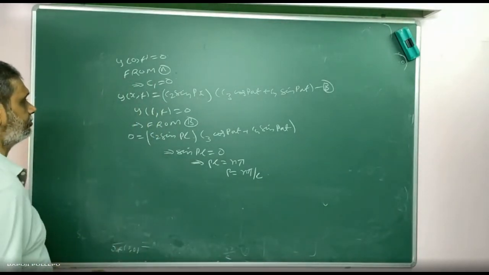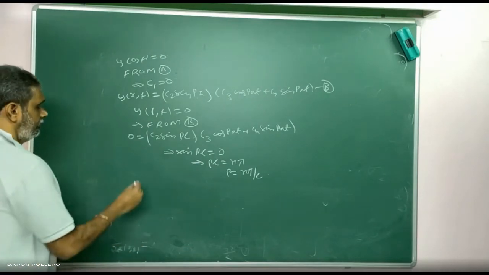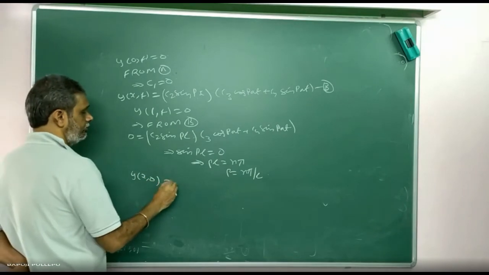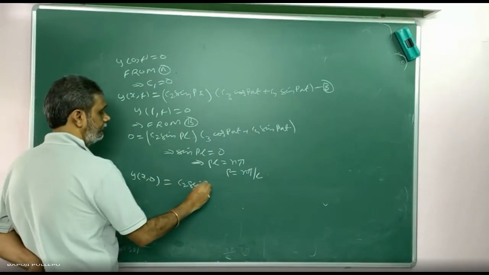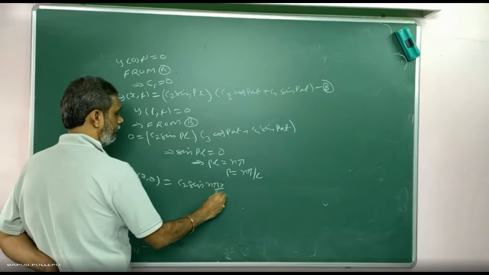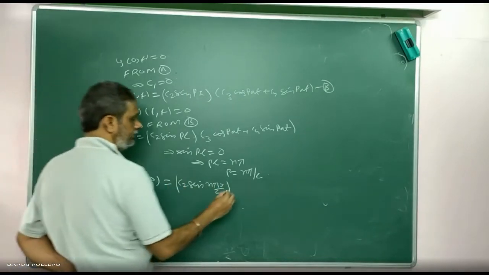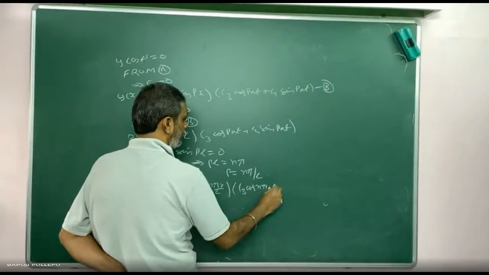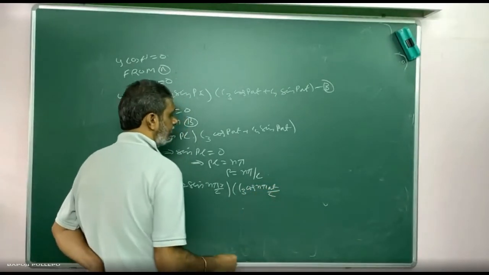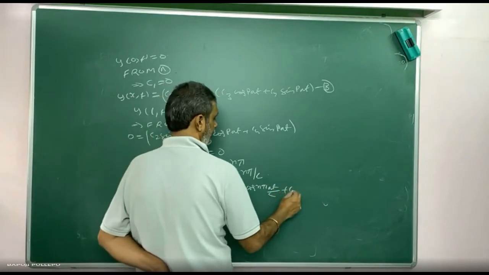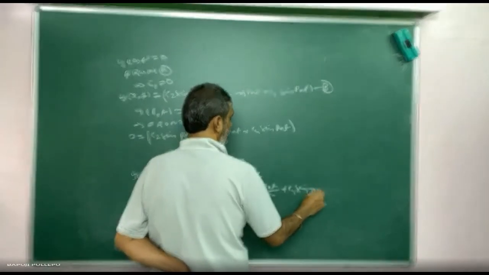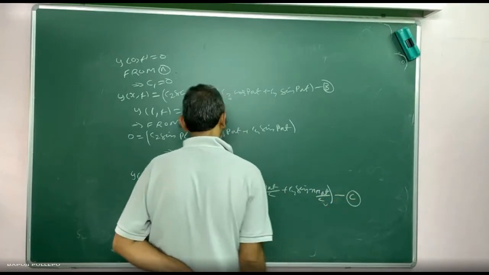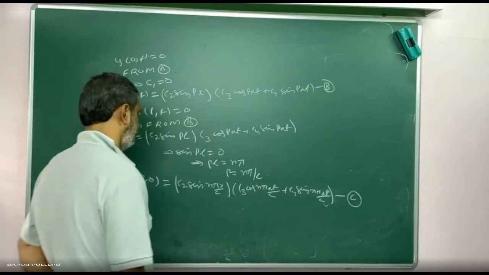If we go back and substitute it, my B becomes what? y(x,t) is equal to C2 sin(n pi x by L) times (C3 cos(n pi a t by L) + C4 sin(n pi a t by L)). This is C.